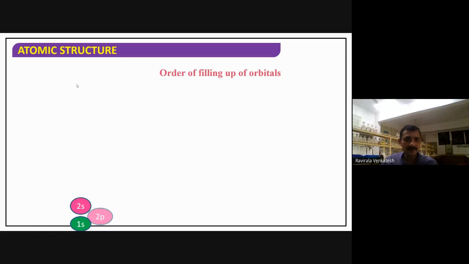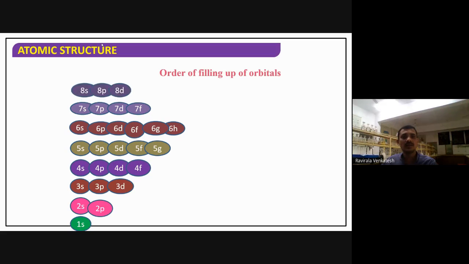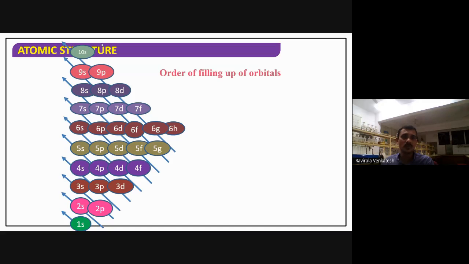So you observe this diagram. These are the orbitals, many orbitals like this. First I am writing all the orbitals here. Now first I have to fill which one? 1s, then 2s, then 2p, then 3s, then 3p, then 4s, then 3d, then 4p. Like this you have the diagram. This is the model for filling the electrons in the orbitals from lower energy, from 1s up to 10s here.